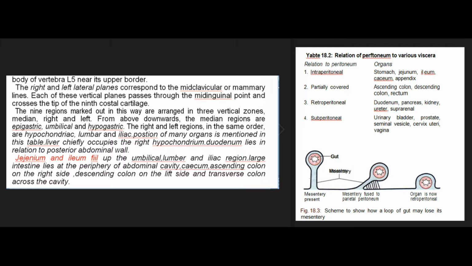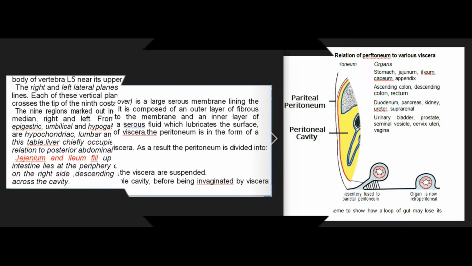Position of many organs is mentioned in this table. Liver chiefly occupies the right hypochondrium. Duodenum lies in relation to posterior abdominal wall. Jejunum and ileum fill up the umbilical, lumbar and iliac regions. Large intestine lies at the periphery of abdominal cavity. Cecum and ascending colon on the right side, descending colon on the left side, and transverse colon across the cavity.